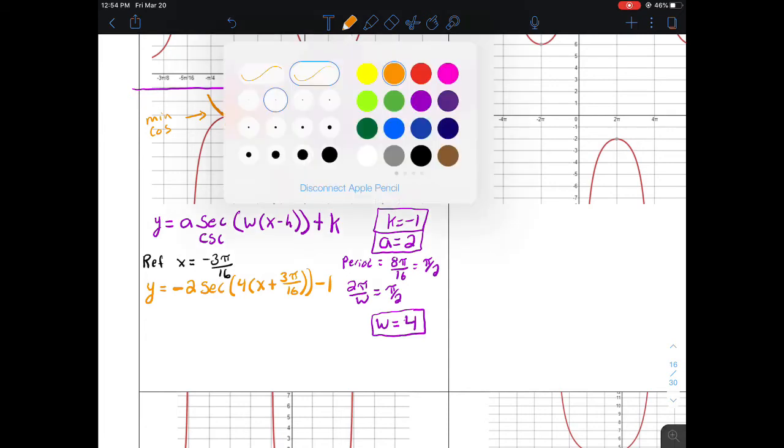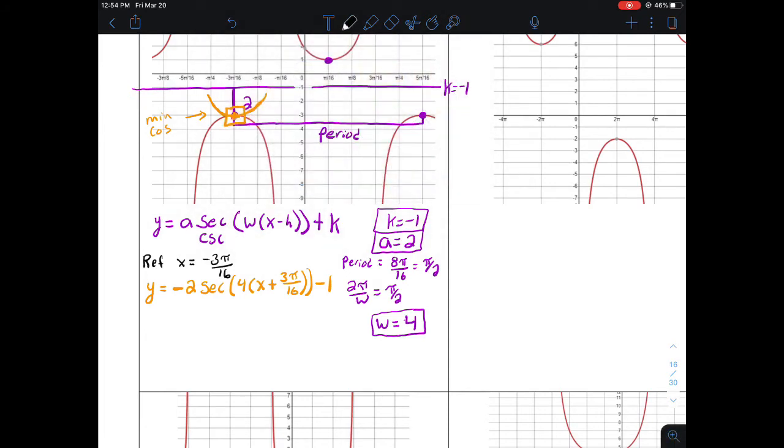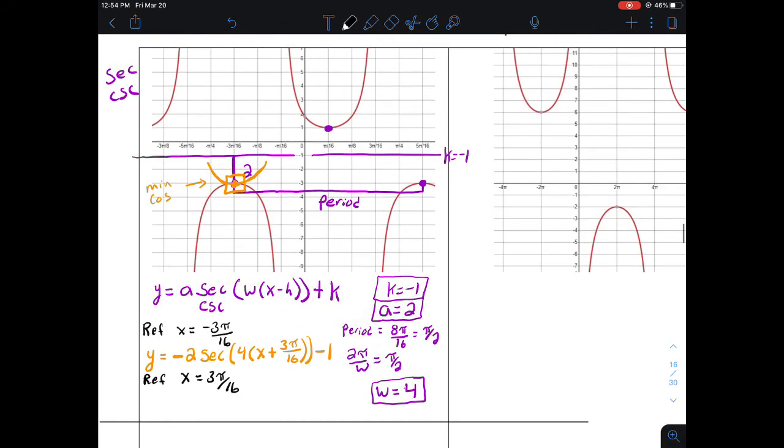Let me choose a different reference x value. Let's use the reference x value of 3 pi over 16 to write an equation. So I want to go to 3 pi over 16, and graphically I'm going to change colors here and say, all right, 3 pi over 16, well, I don't see any part of the graph there. So it's not a peak. But the graph is starting to show unbounded behavior. So 3 pi over 16 is a vertical asymptote.